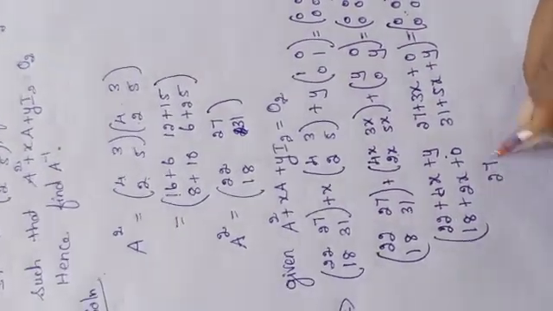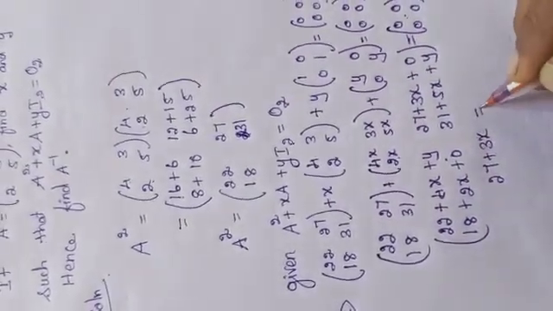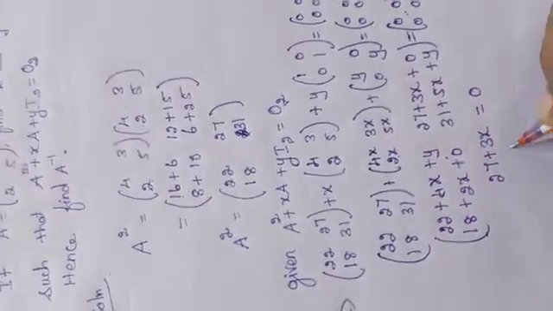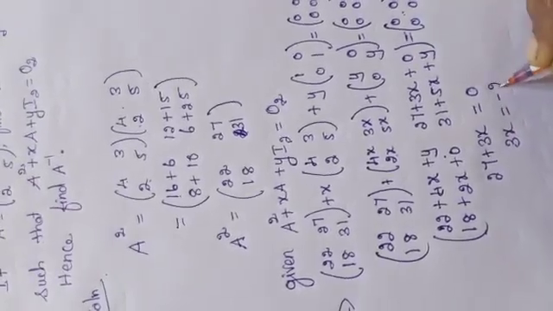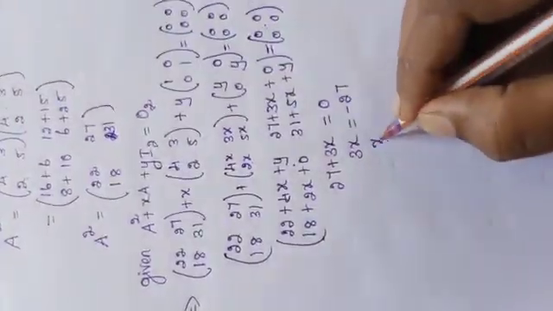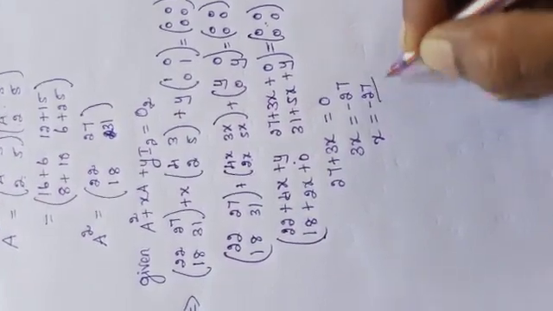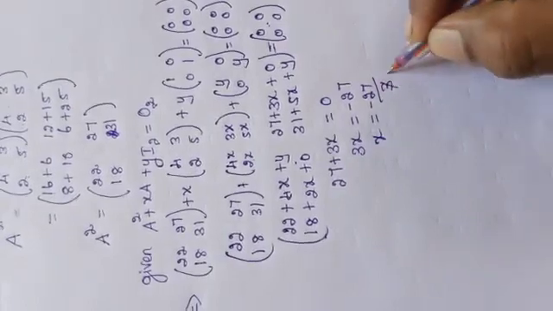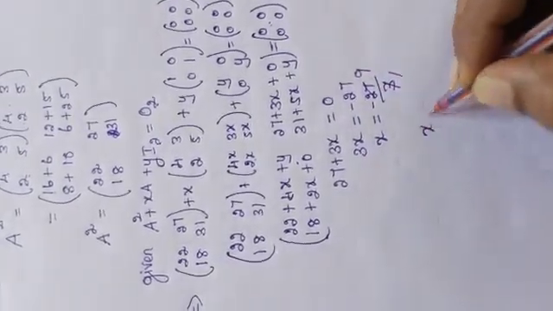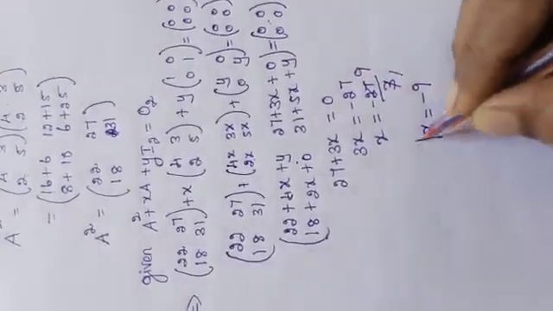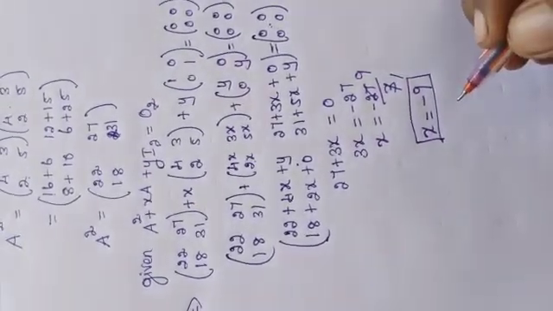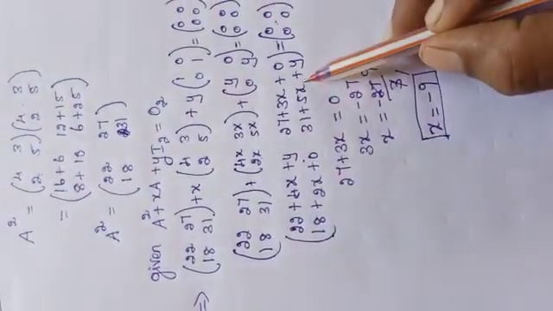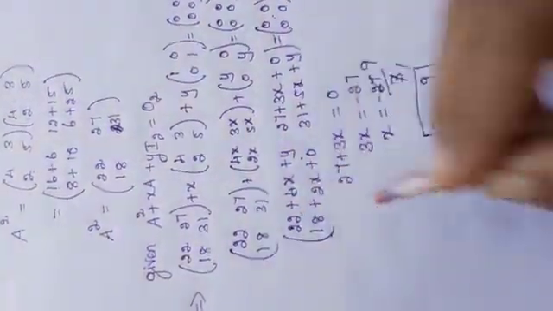So you can write 27 plus 3X is equal to 0. Or even you can equate this also. See here, 3X equal to minus 27. So X is equal to minus 27 divided by 3. We knew it. 9 3s are 27. So, 9. We have got it. X is equal to minus 9. Now we need to find out Y. Either you can take this value or you can take this. So let me take the first value.